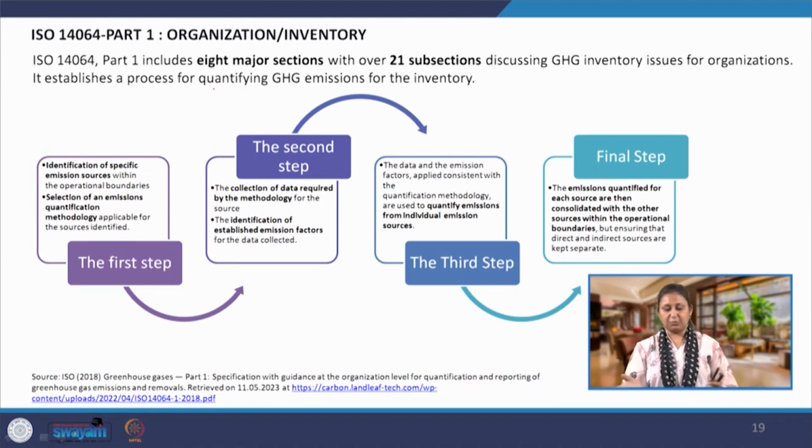So, and then we will put all of them together, is how part 1 of ISO 14064 talks about. It has several sections and subsections discussing the GHG inventory issues for organizations, and it establishes a process to quantify GHG emissions for the inventory. So, different inventories and how to quantify GHG emissions is what it talks about.